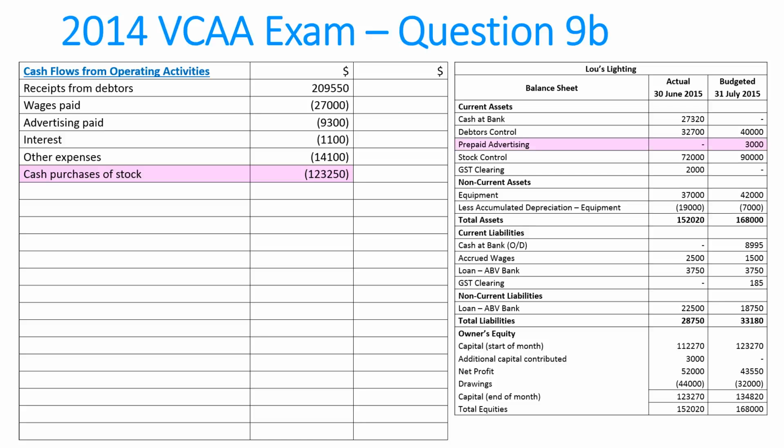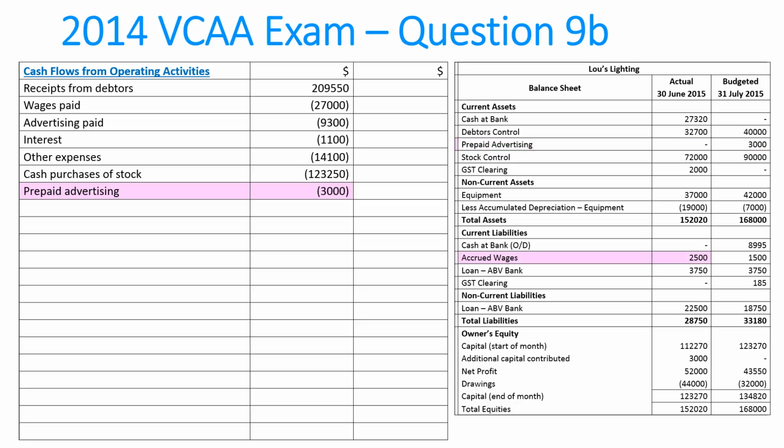So what I can see here is it looks like during July, I'm expecting to prepay advertising of 3,000. So I better put that in. I can also see that in the actual balance sheet at the end of June, there are accrued wages of 2,500. But at the end of July, I'm expecting that to go down to 1,500. So what that must mean is I'm expecting to pay back 1,000 of that, so I better put that in as accrued wages.